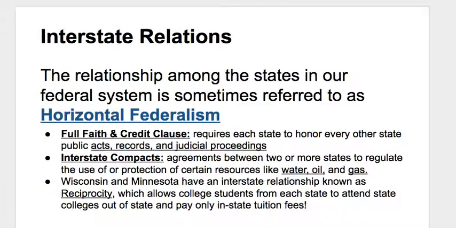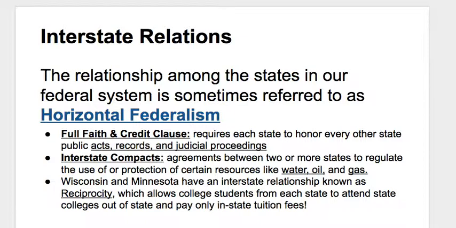So interstate relations, so the relationship among the states in our federal system is sometimes referred to as horizontal federalism. So the full faith and credit clause requires each state to honor every other state's public acts, records, and judicial proceedings. So this is where we get into that gray territory again. If a same-sex couple gets married in one state, and then they go back to a state that doesn't have same-sex marriage, should they be allowed to still be technically seen as married or not?